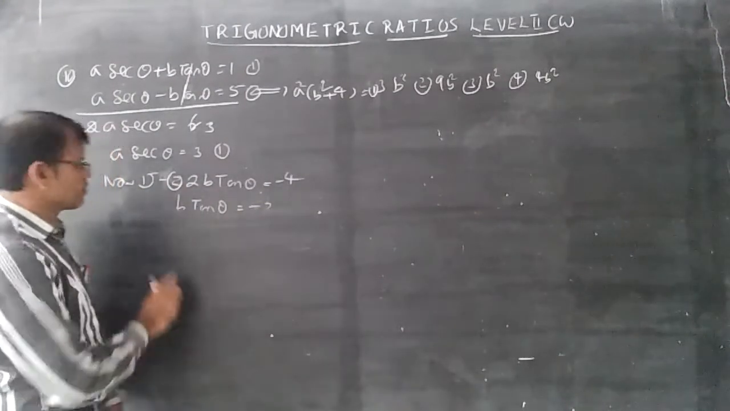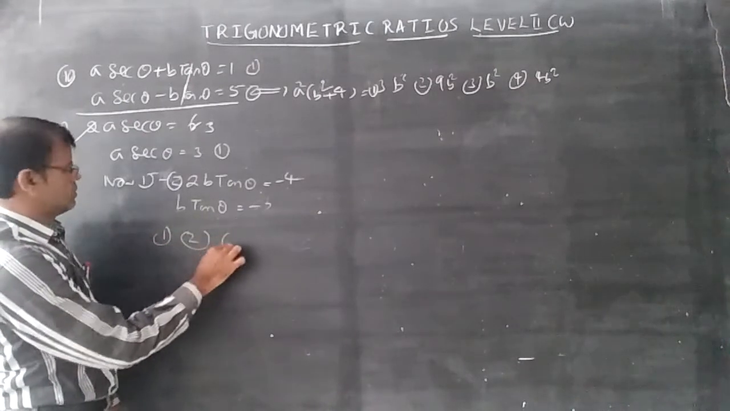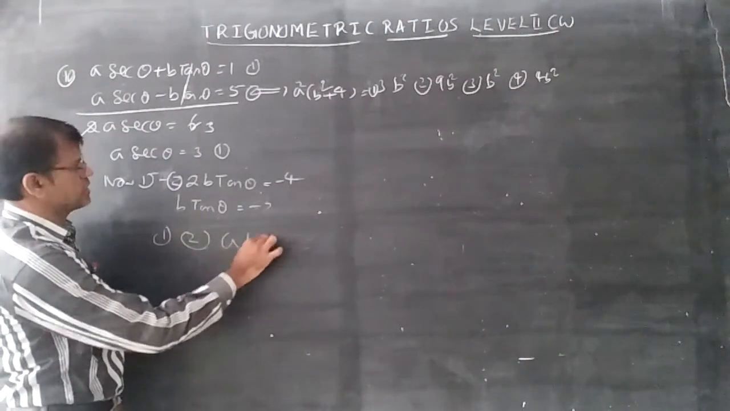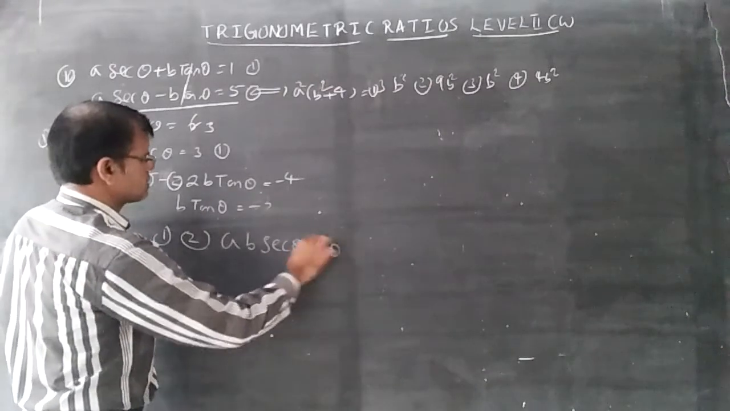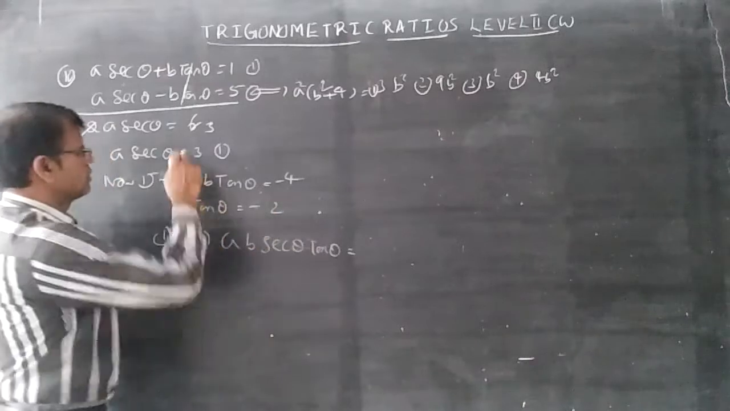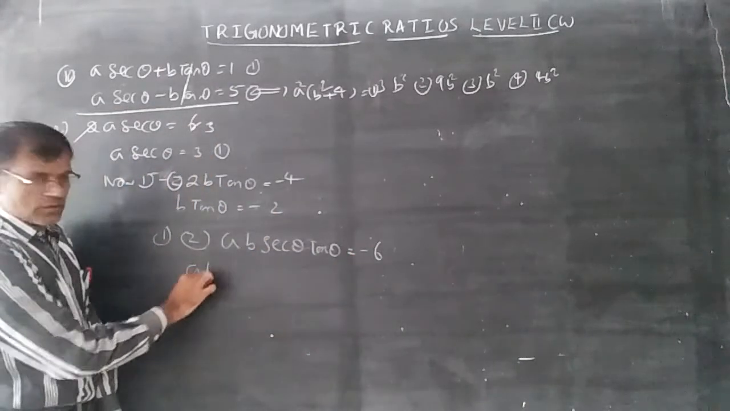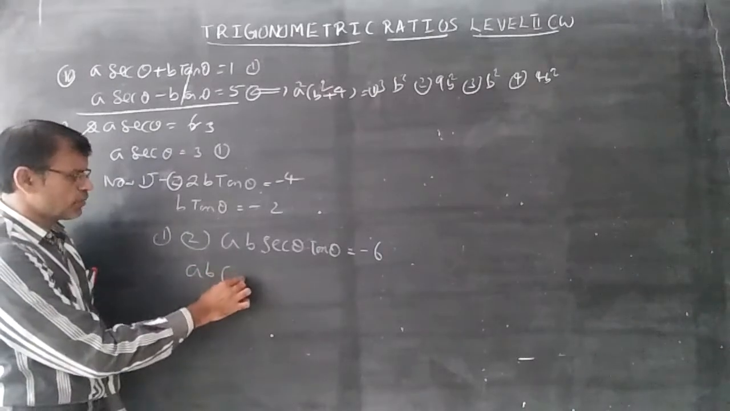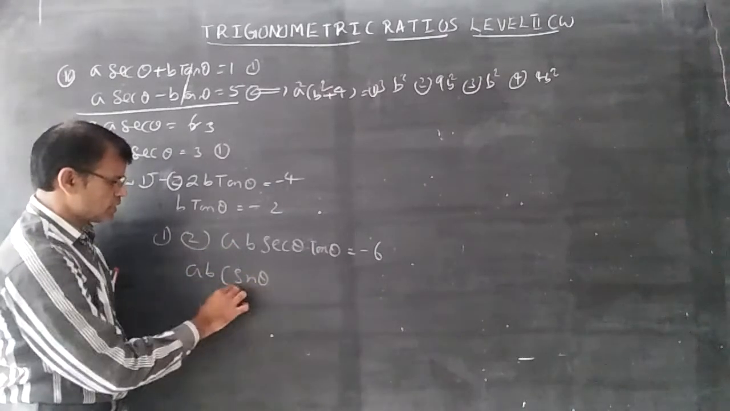Just wait for a while. If you are multiplying 1 into 2, AB secant theta tan theta becomes 3 into minus 2. 3 into minus 2, how much? Minus 6. AB into secant theta, meaning 1 by cos theta, and this is sin theta by cos.